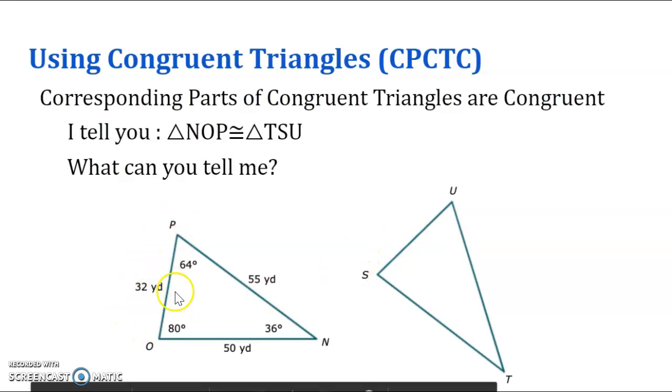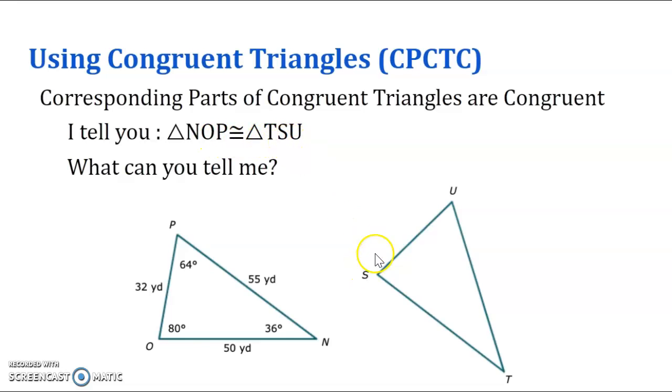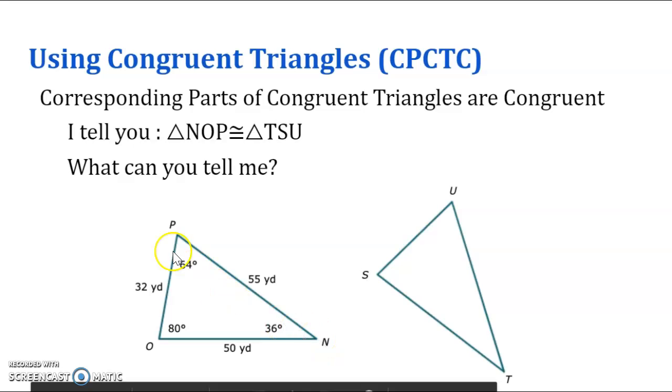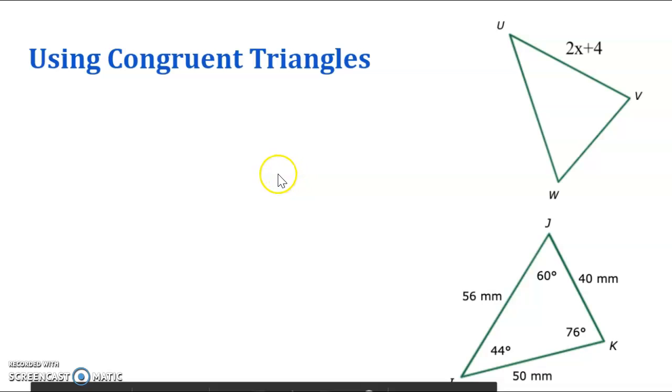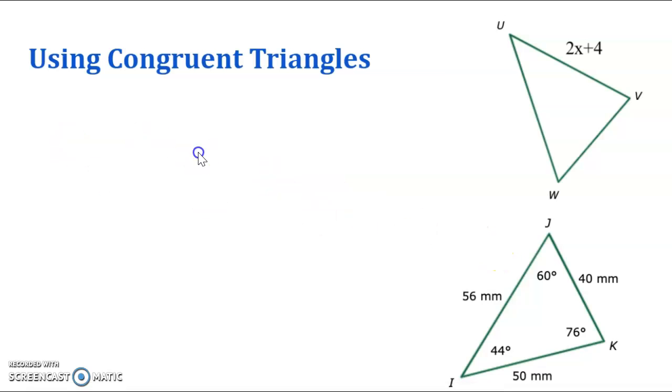Likewise, side OP is 32, so it's the last two letters. SU this time is going to be 32 in length. NP is 55, so TU is going to be 55. And then finally, the last one will be 50.